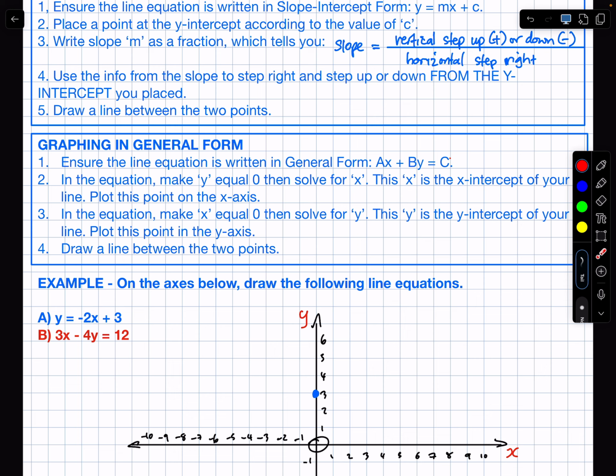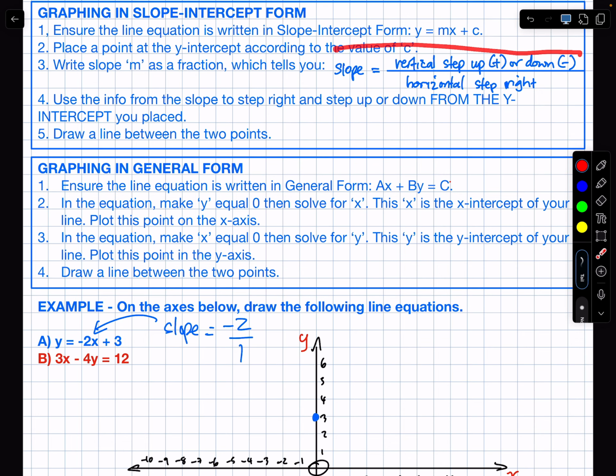So what is -2? -2 is a whole number. But what is any whole number written as a fraction? It's something over 1. Well done. So the slope of -2 is going to be -2 over 1. Why did I write it as a fraction? Because now, instead of saying rise over run, which is meaningless, what does the top number say? It's -2, so this line is going to go down 2. And the bottom of the fraction is the horizontal step right. What is the horizontal step right? 1. See how now I know the direction?